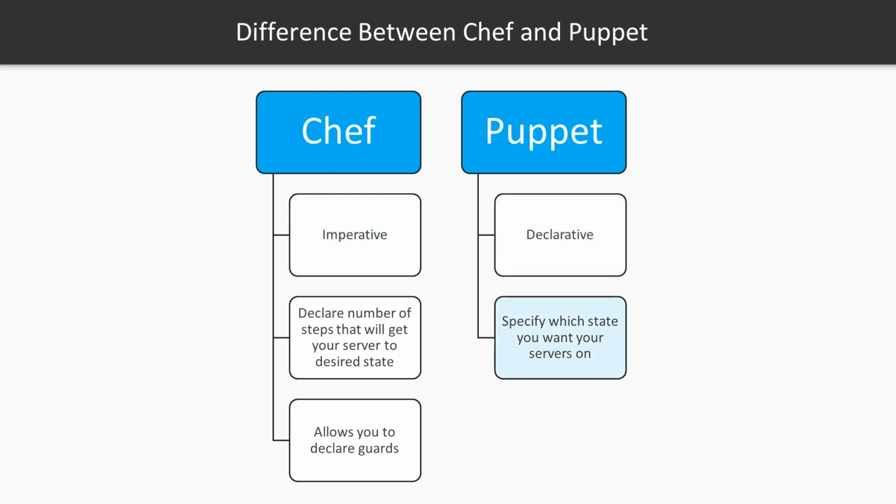In Puppet, you specify which state you want your servers on, and Puppet takes care of keeping them there. In Chef, you declare a number of steps that will get your server to the desired state. Chef also allows you to declare guards, which are conditions for steps to be executed.